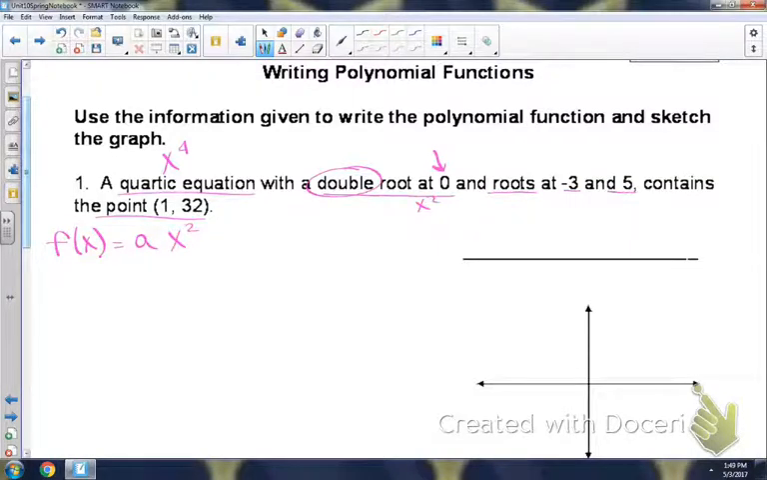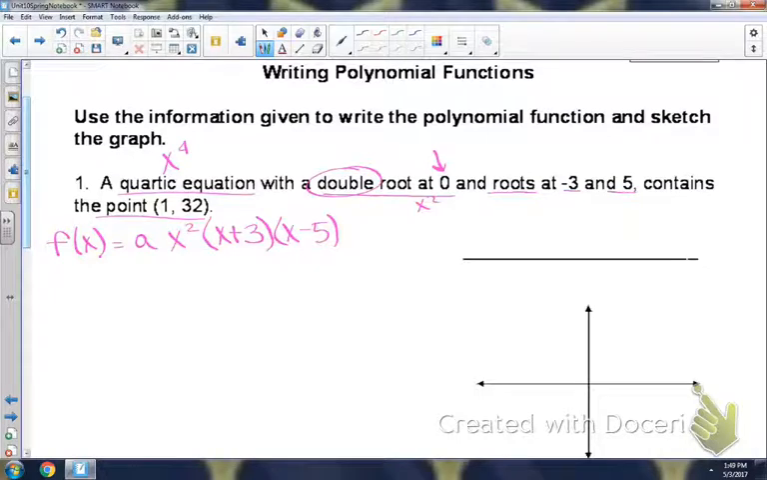And then I have a root at -3. Remember, when we've been finding the roots, we're setting our factors equal to 0 to solve for x. So if I have a root at -3, that would be x plus 3. And then a root at 5 would be x minus 5, because you're setting those equal to 0 to find roots.